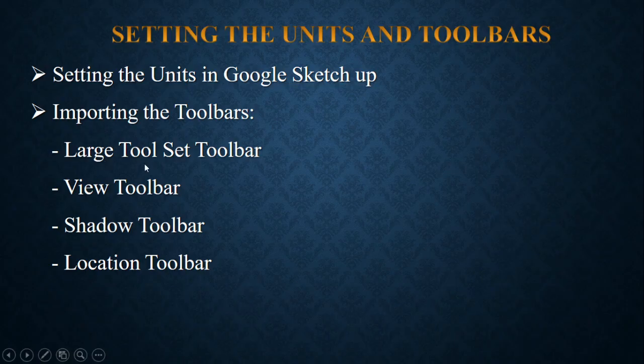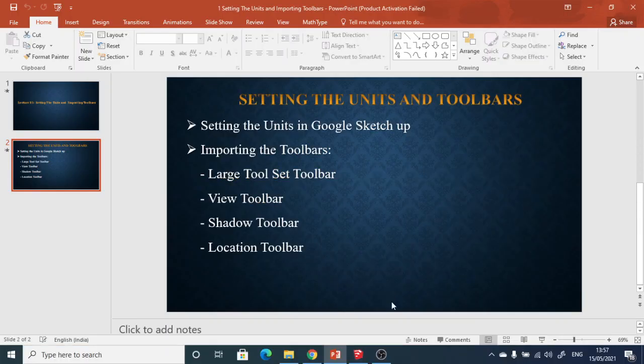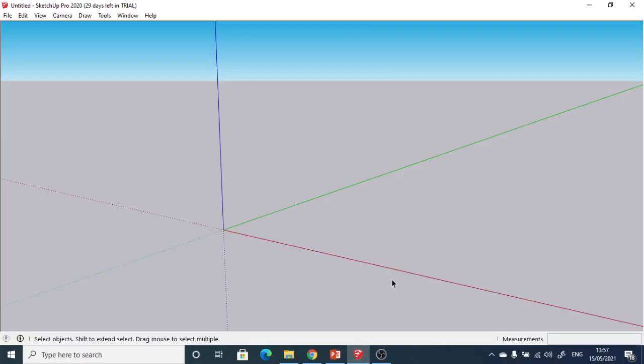First we require the large tool set toolbar, second we require the view toolbar, third we require the shadow toolbar, and last we require the location toolbar, which is quite an important toolbar whenever we are dealing with the shadow analysis in the Google SketchUp software for the solar power plant. So this is a typical screen when we are talking about the Google SketchUp software.